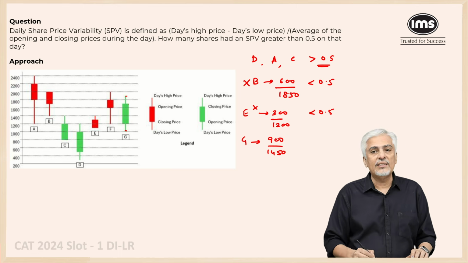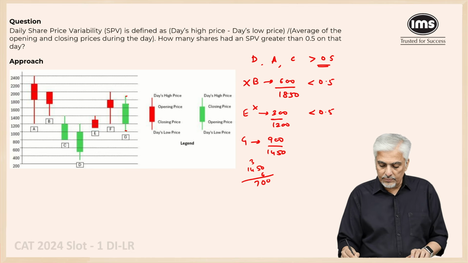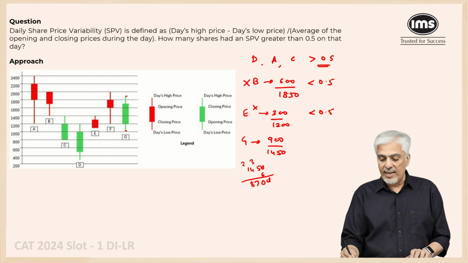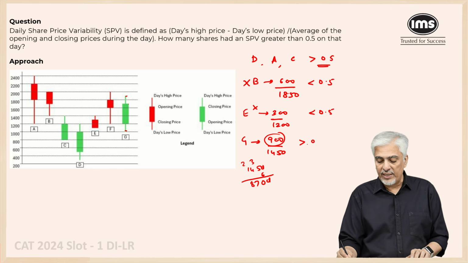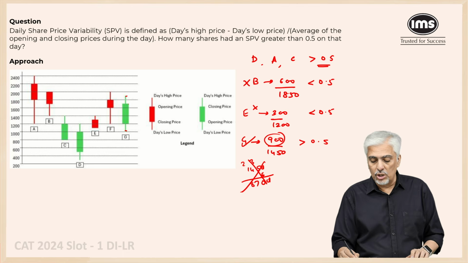Now, is this more than 60%? Let's just check. 1450 into 6. 145 into 6 is 870. Right? And this is 900. So, this is more than 0.5. Actually, more than 0.6. I had to check 0.5. So this is definitely more than 0.5, no need to check also. So G also gets included.